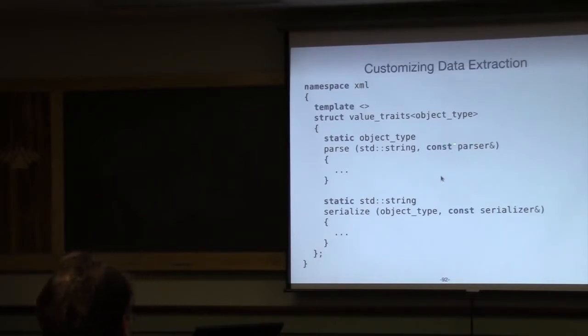The parse, so the question was, why is the parse given a parser and serialize is given a serializer? And the answer is, if you want to throw from this function because you couldn't convert, then you can get the position and all that stuff from the parser.